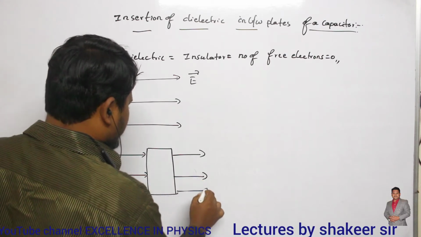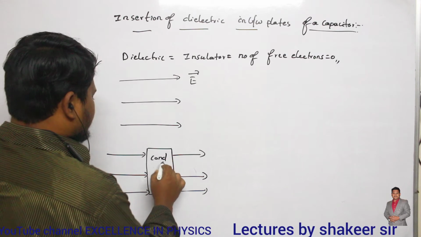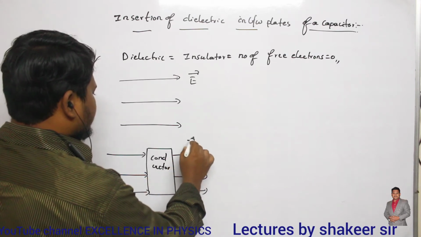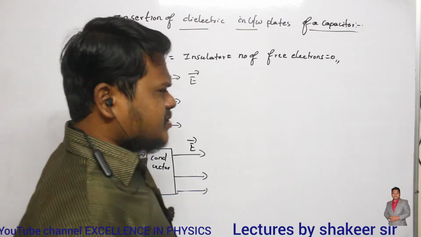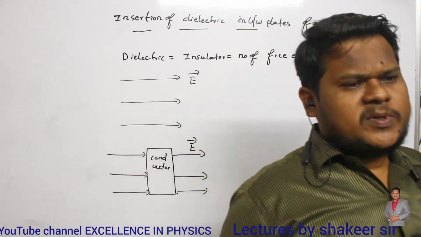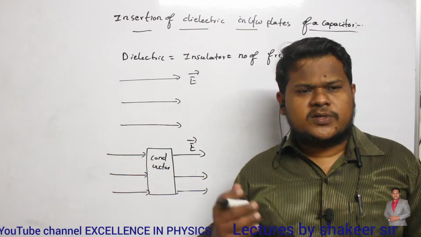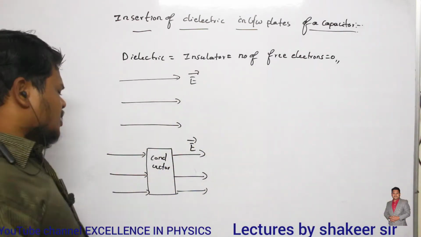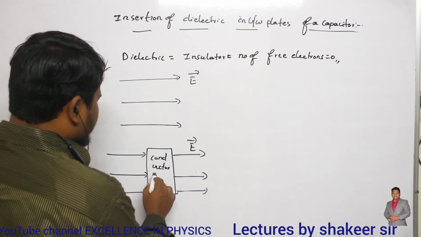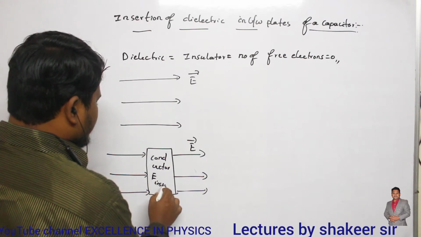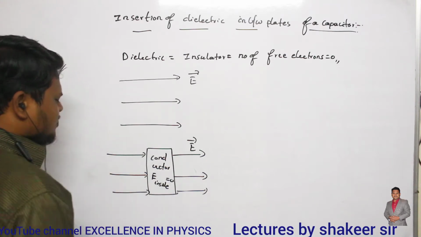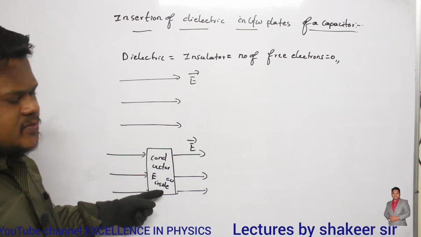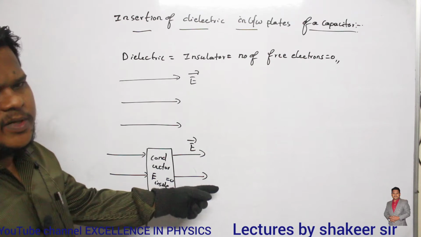If a conductor is placed in a uniform electric field, we have already studied this previously. What is going to happen? What happens is that the electric field inside this conductor will become zero. The electric field inside the conductor will become zero if the conductor is placed in a uniform electric field.